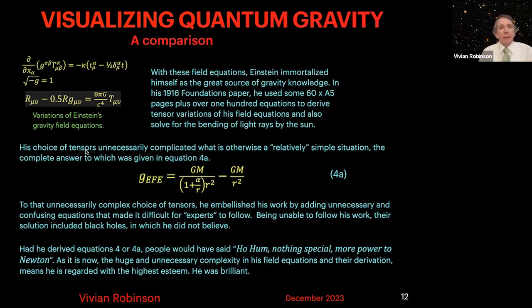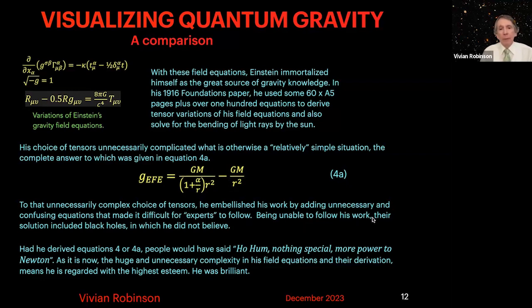His choice of tensors unnecessarily complicated what is otherwise relatively, and pun intended, a simple solution. The complete answer to which is just given by the solution to Einstein's field equations. Gravity is just this term, GM over (1 plus alpha over r) times r squared, minus GM over r squared. To that unnecessarily complex choice of tensors, he embellished his work, adding unnecessary and confusing equations that made it difficult for experts to follow.